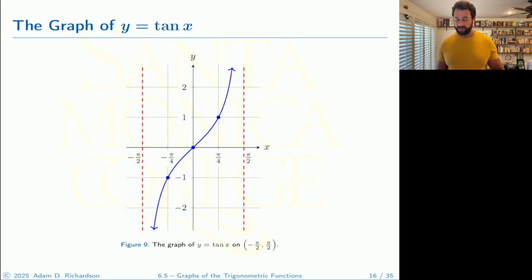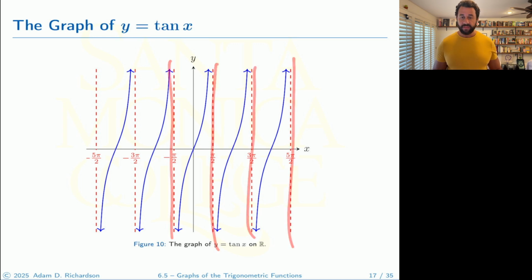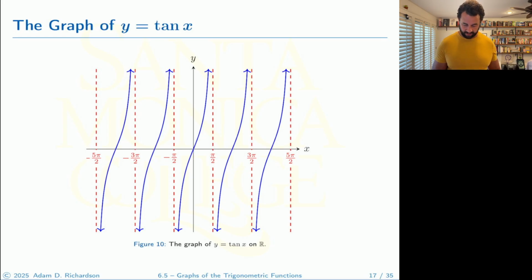But that's just one period. So this is what it looks like when you graph it over several periods, or just on the real numbers. So the graph repeats. It's periodic. But that means that these asymptotes are going to repeat, and that swoopy graph is going to repeat. And you can go in the negative direction too. And that is the tangent graph. That's the graph of the tangent function.